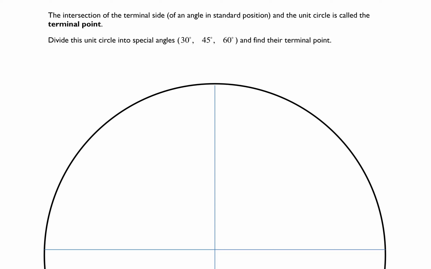The intersection of the terminal side of an angle in standard position and the unit circle is called the terminal point. Divide this circle into special angles 30 degrees, 45 degrees, 60 degrees, and find their terminal point.